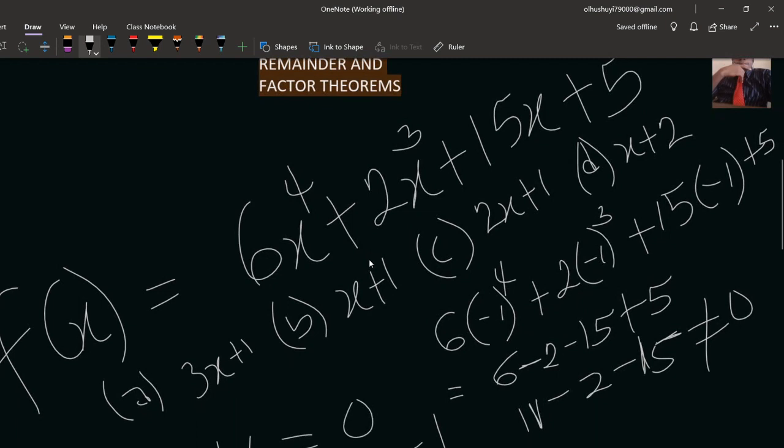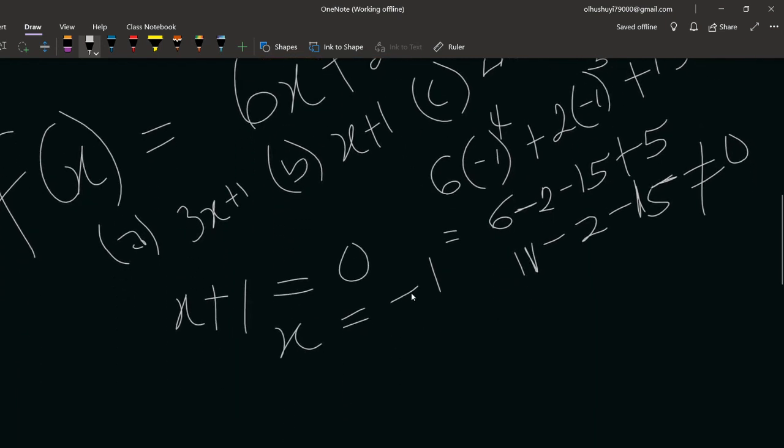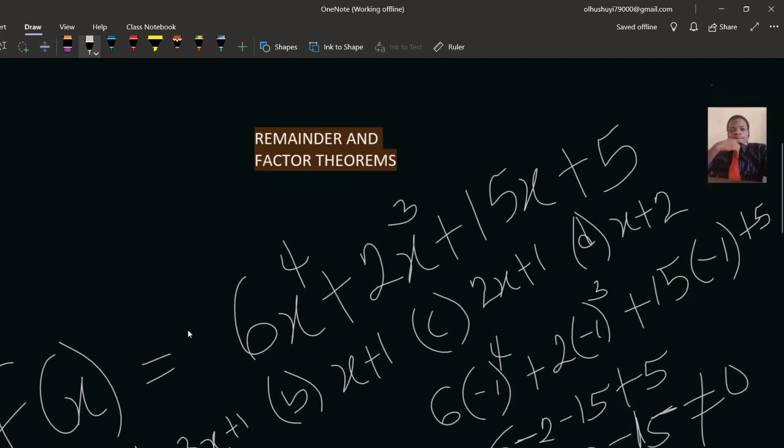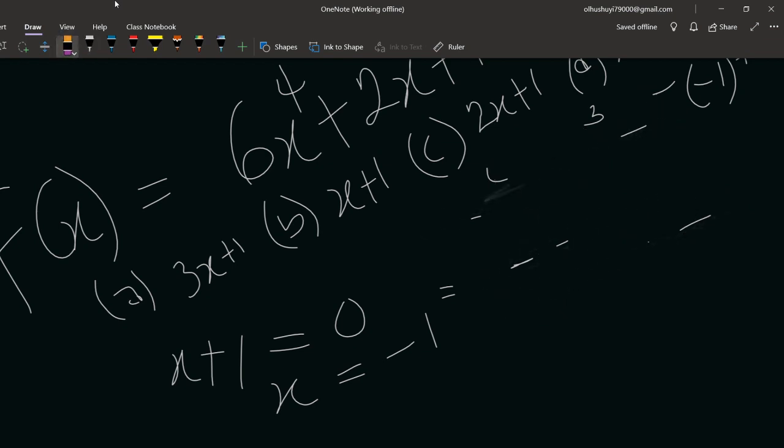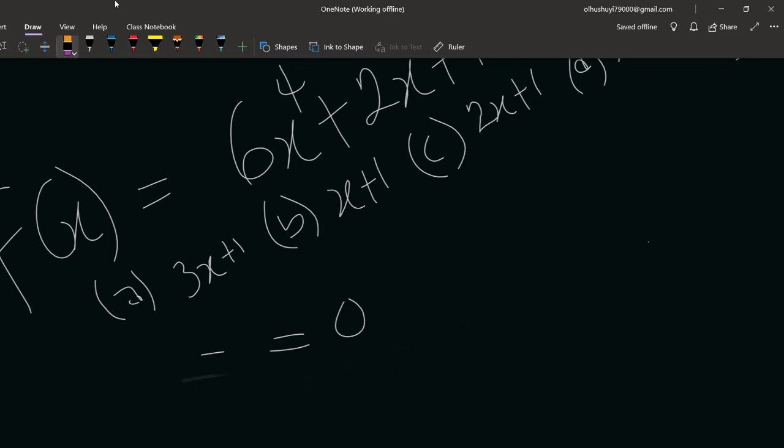If it were a factor of the function, the moment we substituted minus 1 for x in this function, we should have everything equal to 0. So here we go. What do we do? We clear this. We tried option B. Not a factor. Try the next one. What do we try next?